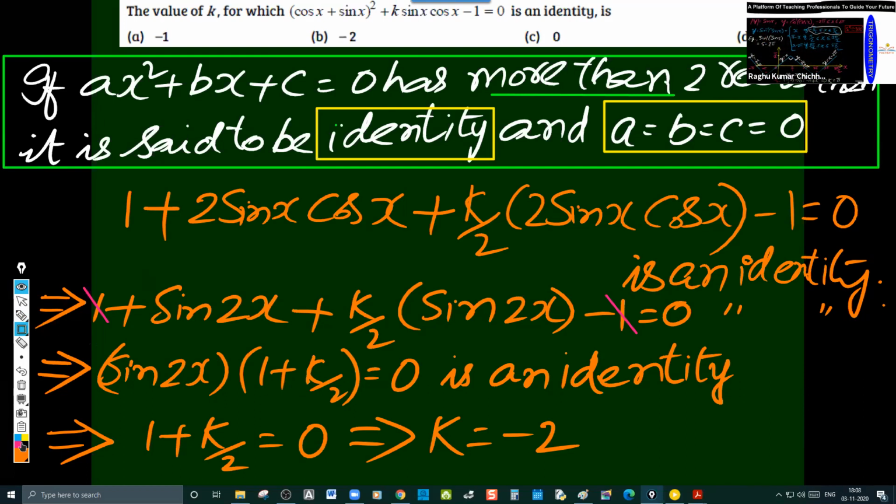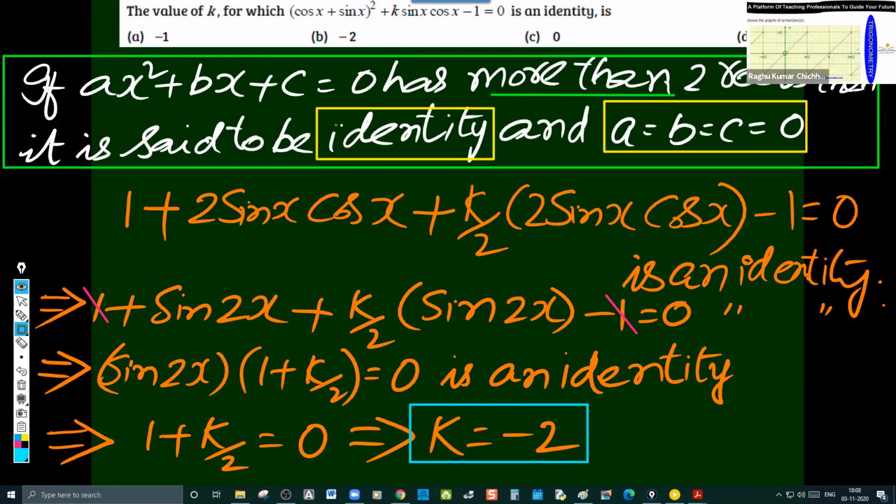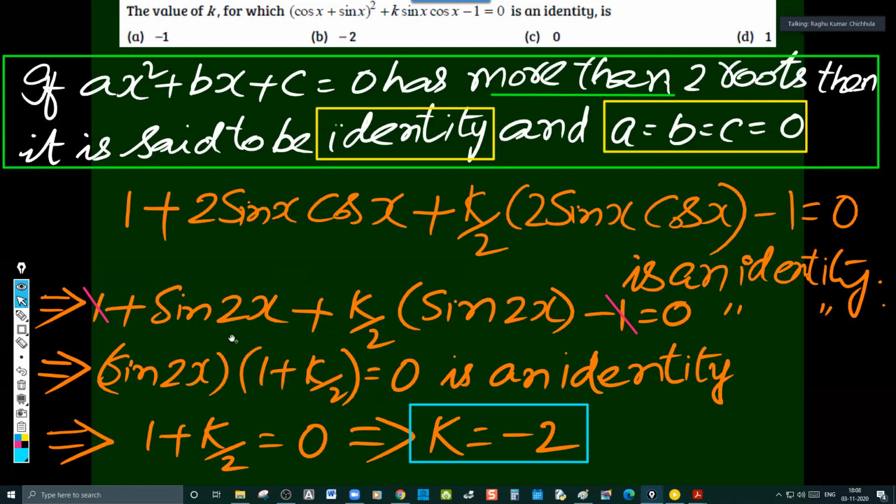Not that easy, please. First of all, you must understand what an identity is. And after understanding identity, you must simplify this. To simplify this, what did I do? I used the formula sine 2a, which is 2 sine a cos a. I wrote it as sine 2x.